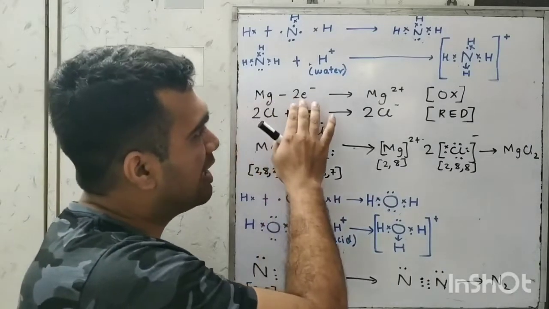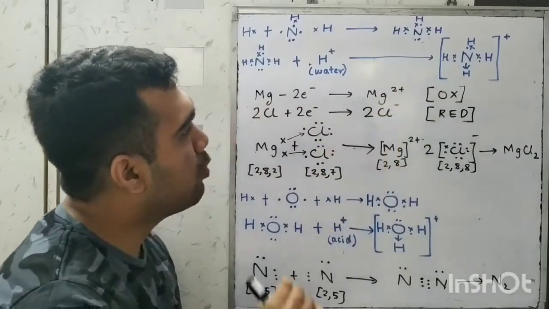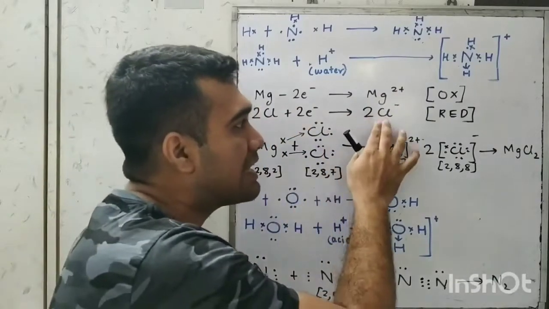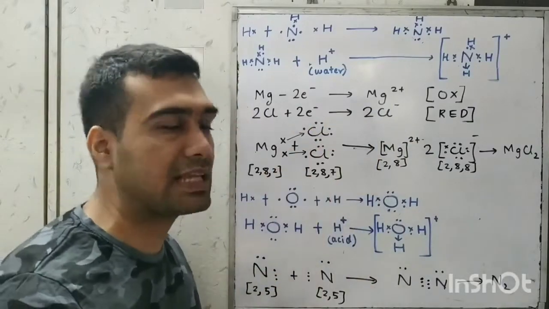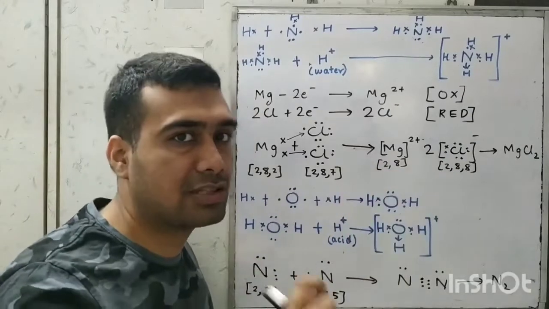When magnesium loses 2 electrons, it forms a cation, and this loss of electrons is called oxidation. When chlorine atoms gain 1 electron each, they form chloride anions, and this process of gaining electrons is called reduction. So this entire process is a redox reaction.